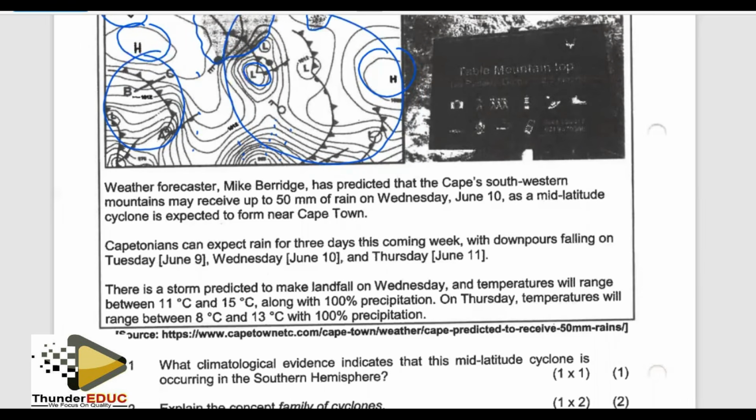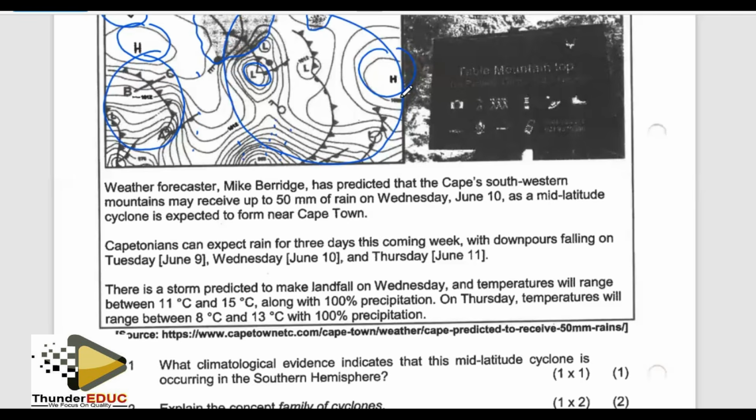Okay, so let's go straight to the questions. 1.4.1, it says, what climatological evidence indicates that this mid-latitude cyclone is occurring in the southern hemisphere? What do we look at to ensure that this mid-latitude cyclone is occurring in the southern hemisphere?